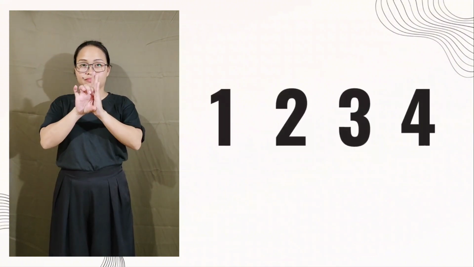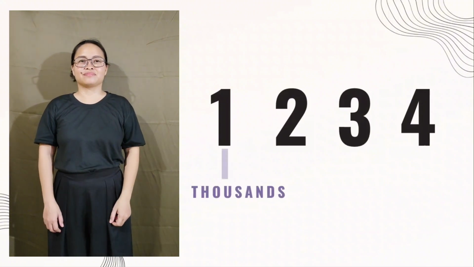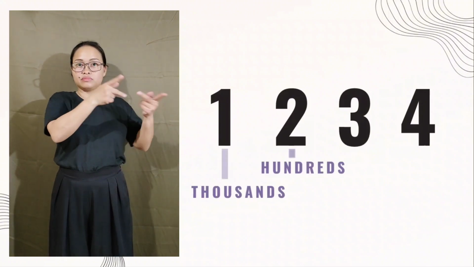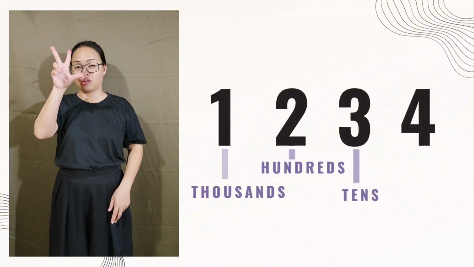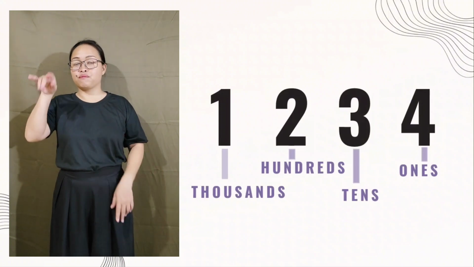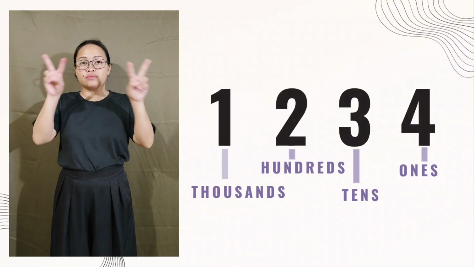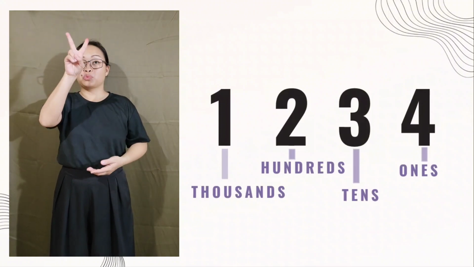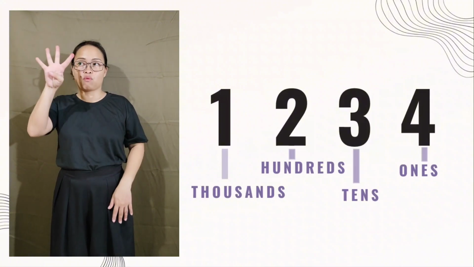Now, to better visualize the place value of digits, take a look at the sample number. 1 is in thousands place, 2 is in hundreds place, 3 is in tens place, and 4 is in ones place. As you can see, the value of 1 is 1000, the value of 2 is 200, the value of 3 is 30, and the value of 4 is 4.